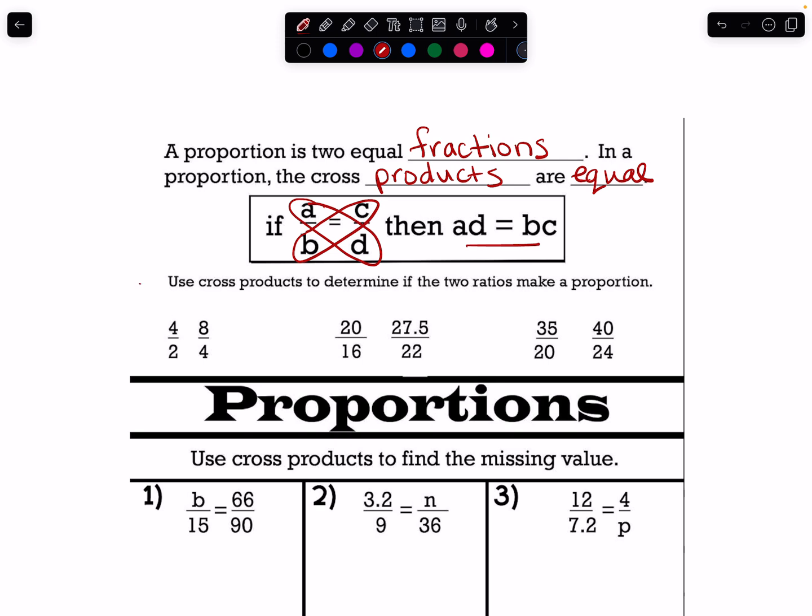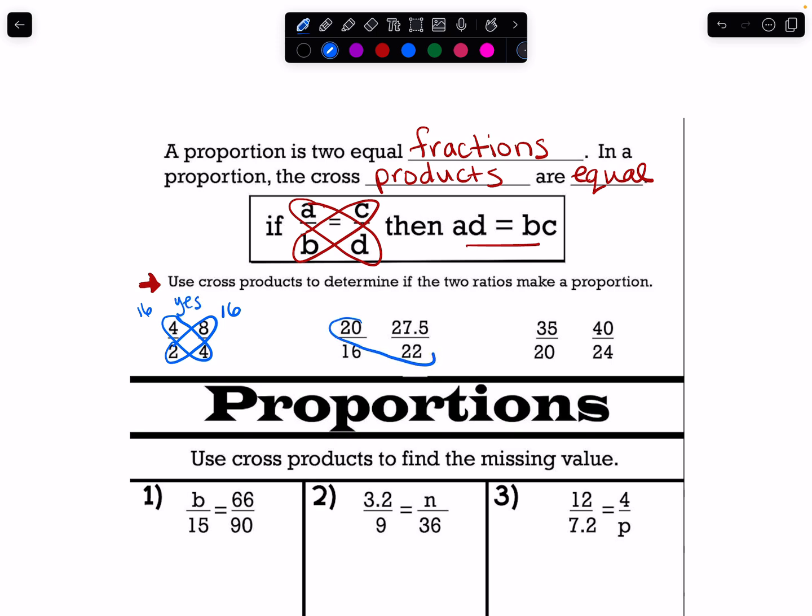So this first example here is asking us to determine if these are proportions or not. So if they're proportions, then their cross products are going to be equal. You might be able to tell just by looking at them, but we're going to prove it with cross products. So let's do 2 times 8 is 16, and 4 times 4 is 16, so this one is a yes, because the cross products are equal.